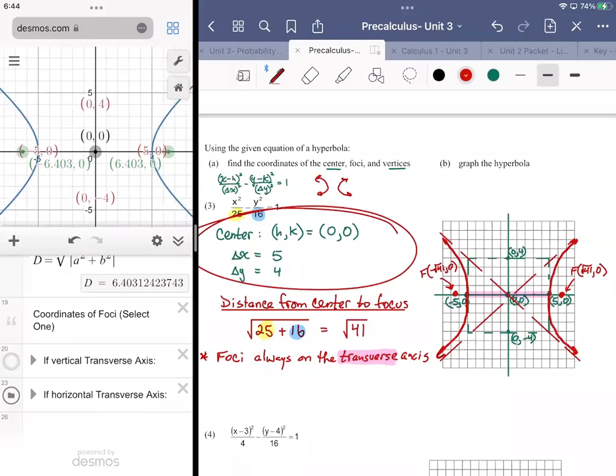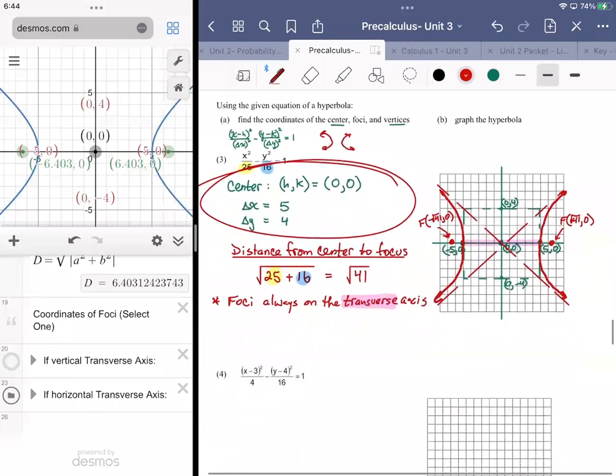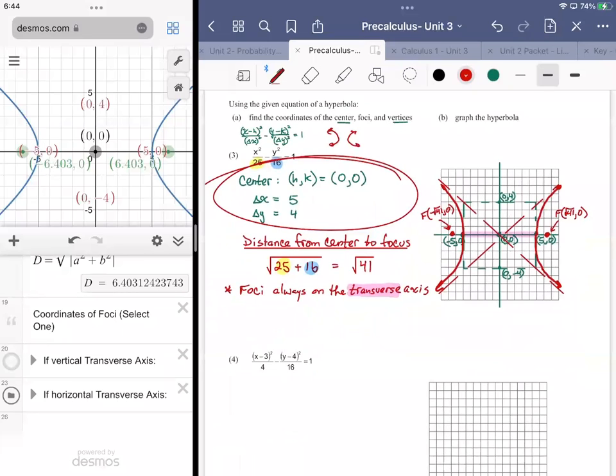So the information is there. It's just a matter of interpreting it and knowing what goes where. So that's one example with center at 0, 0.